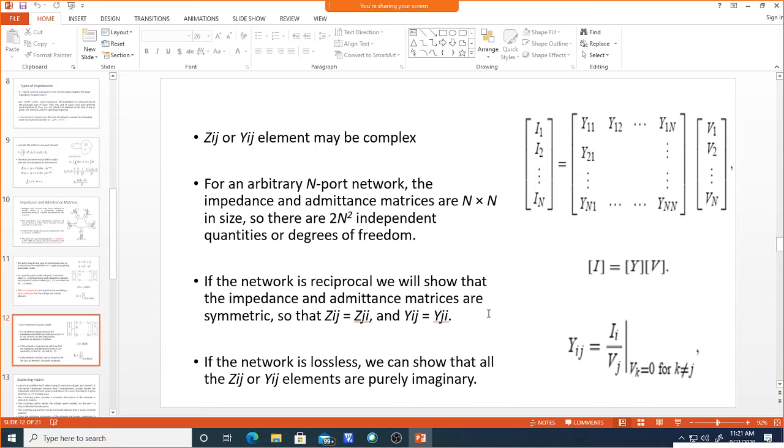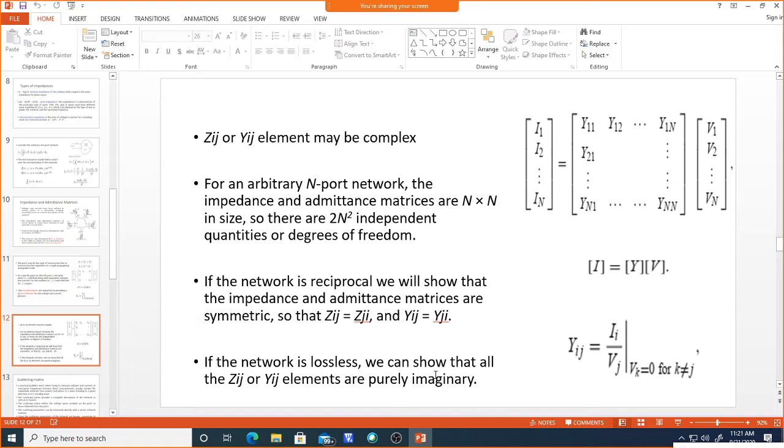And if it is lossless, then there is no real power delivered to the network. Real power in the sense, you will be having the power which is delivered, and if you divide that power into imaginary as well as real power, if the network is lossless, there is no resistance offered from the network. That's why the real power flowing into the network will be 0. That means if the network is lossless, there is no real power delivered, then your impedance or admittance elements will always be purely imaginary.